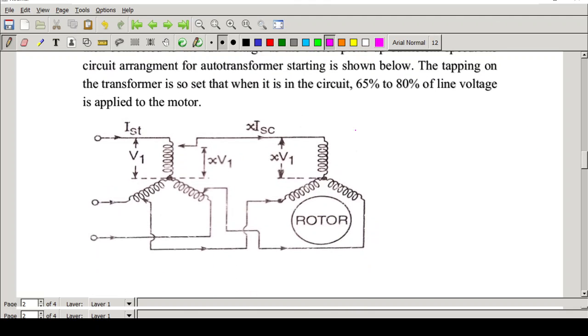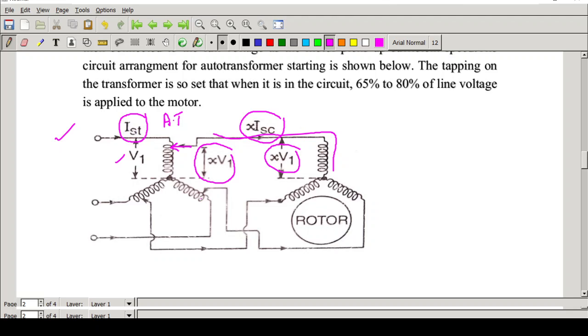Now here you can see the auto transformer. This is the auto transformer. Here we are giving the three-phase supply. IST is the current drawn from the supply, and V1 is the full line voltage. This full line voltage is given to the winding of the auto transformer, and see the output of the auto transformer winding. It is starting from here. There is some tapping here. See the voltage, it is not V1, it is X into V1, and this voltage is given to the winding of the stator. So the voltage across the stator winding is not V1, it is XV1. So what will be the current? Current will be X into ISC.